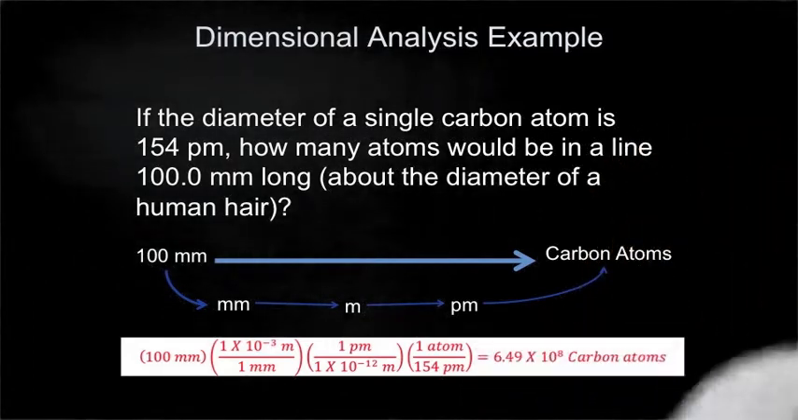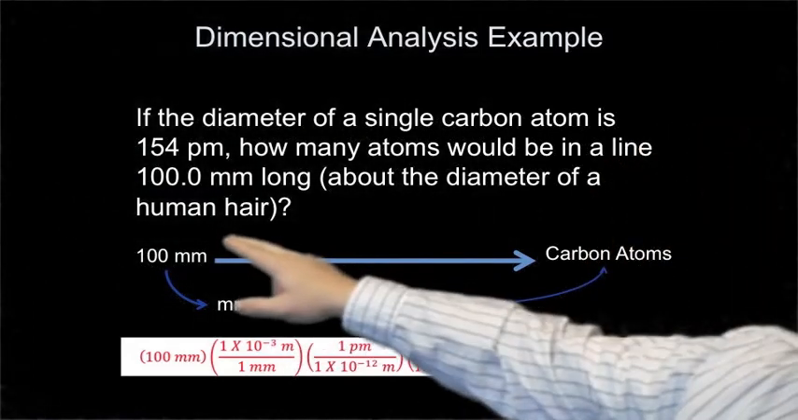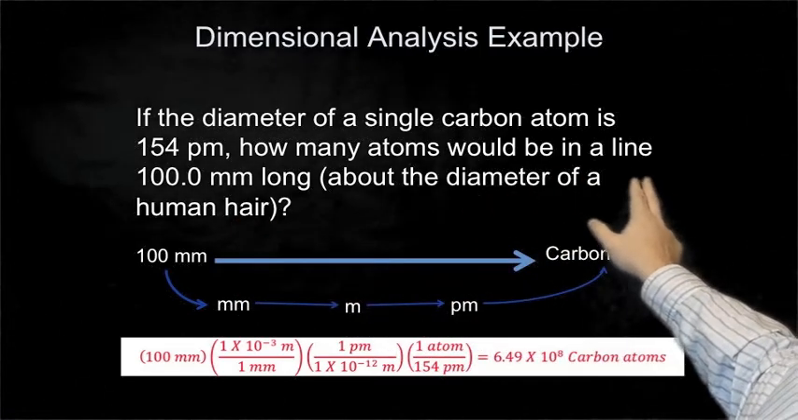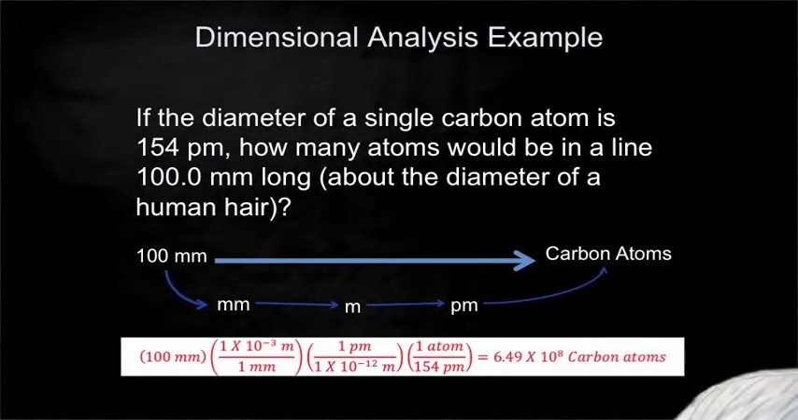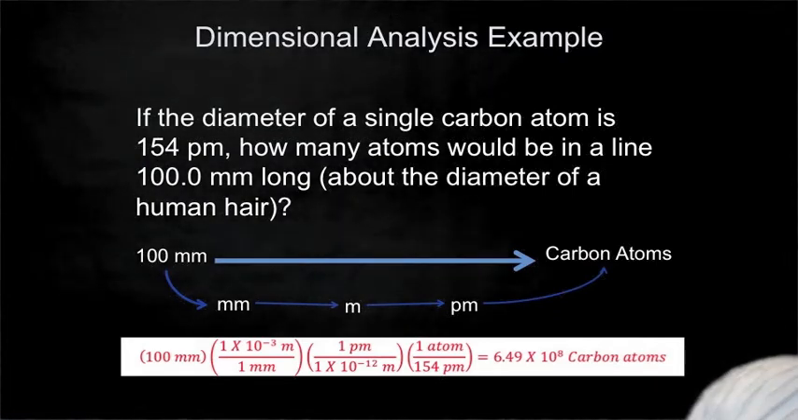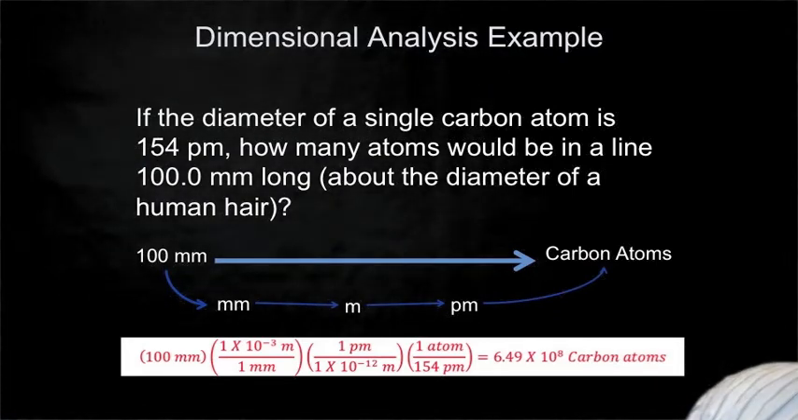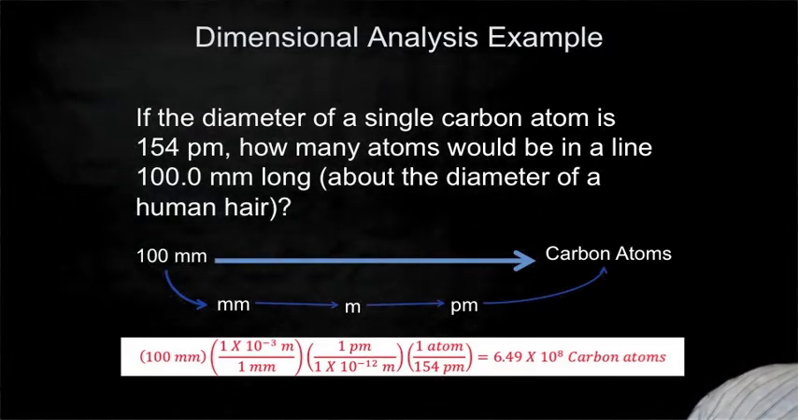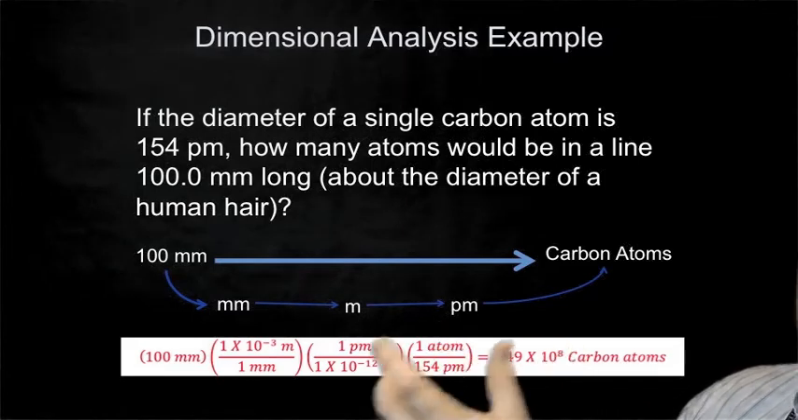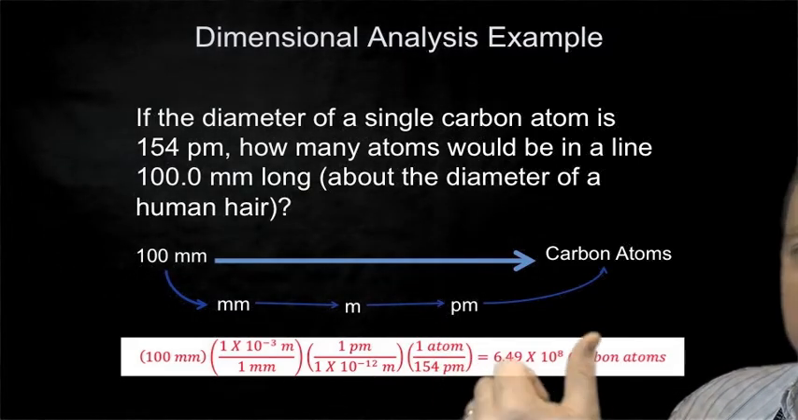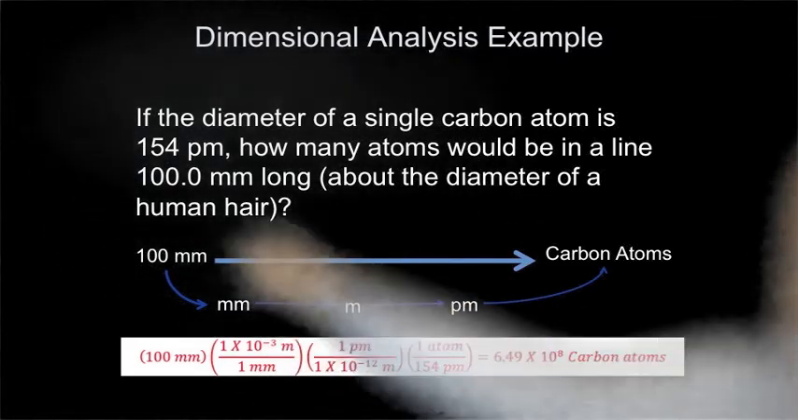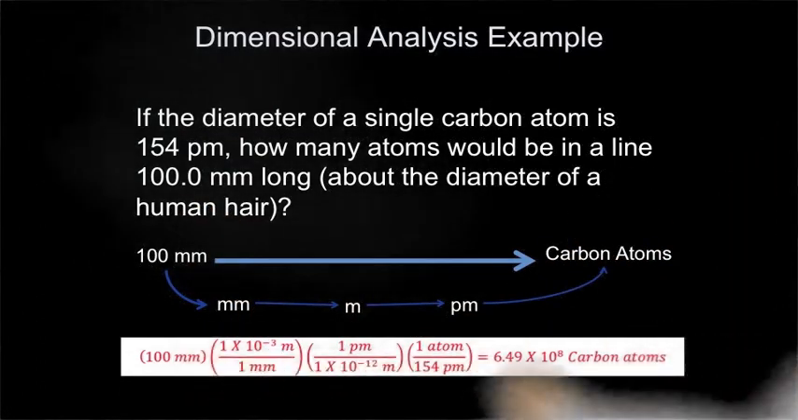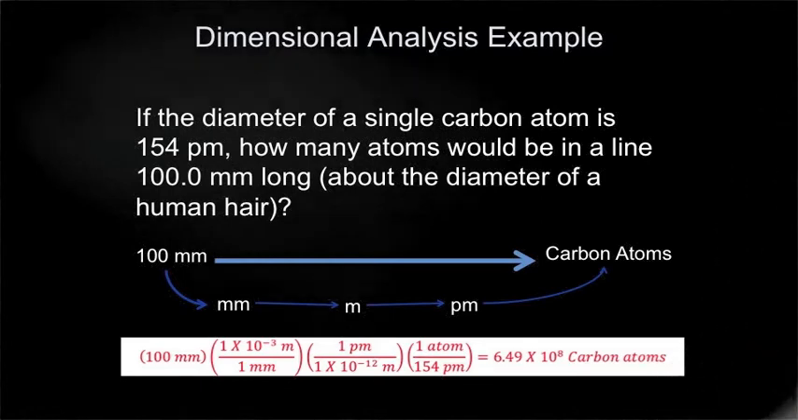As you can see, we're going to go from 100 millimeters to carbon atoms. And the path that we're going to take is underlined here. We're going to convert from millimeters, which is the length of the line, into meters, and then meters into picometers, and then from picometers into carbon atoms. So this bottom path here is the one that we're going to take. And as you can see at the bottom, this is going to equal that.